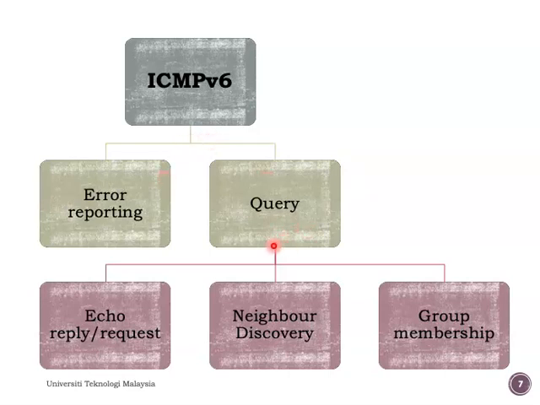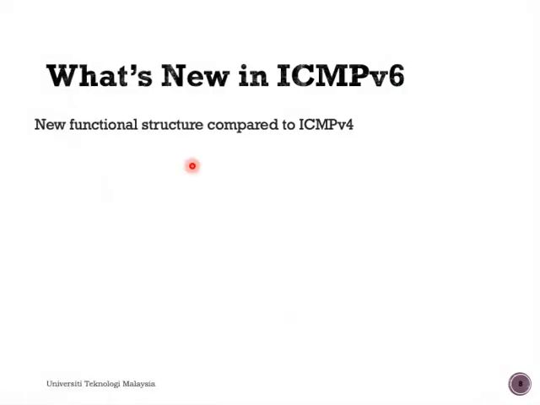However, for query messages in ICMP version 4, they only have echo request and reply, and also timestamp request and reply. But for query messages in ICMP version 6, it has added group membership and also neighbor discoveries.